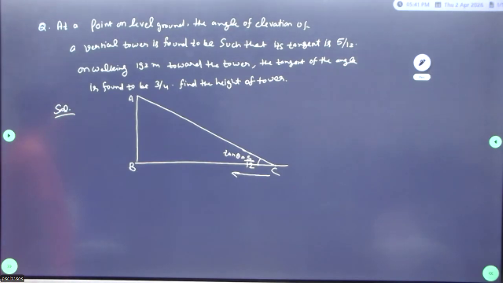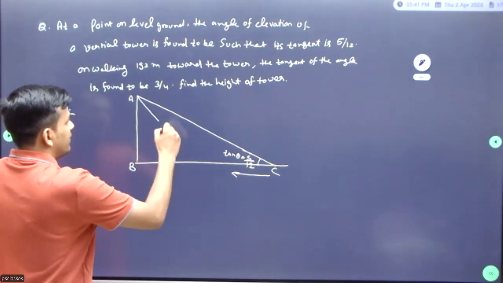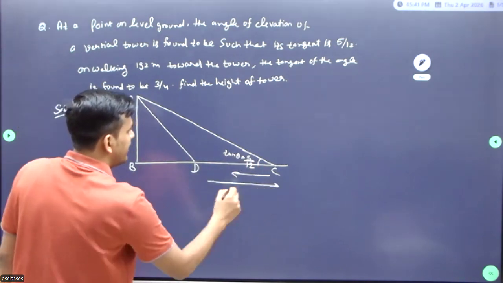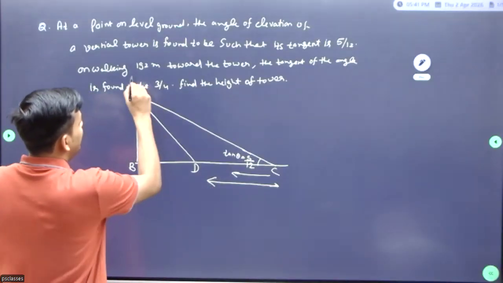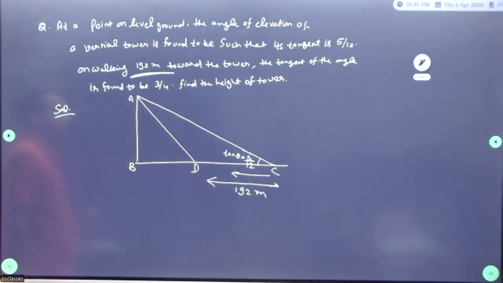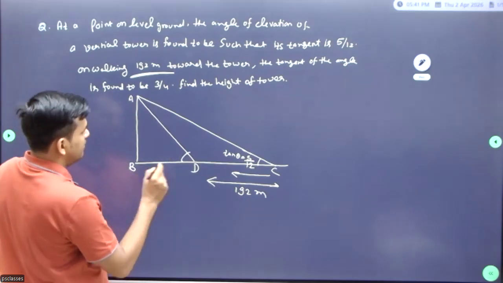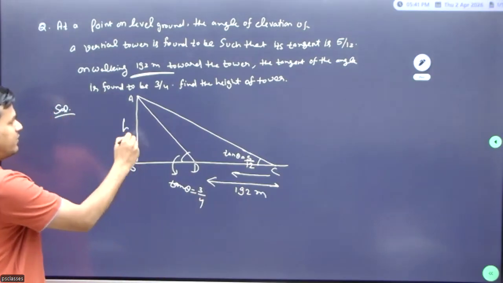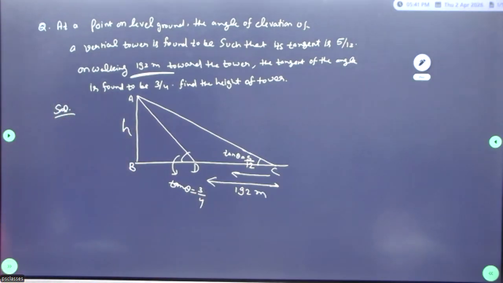AB by BC equal to 5/12. No, the ratio is 5/12. AB can be 10, BC can be 24. Yeah, 5x. And after walking toward the tower, let's say C reaches point D. The distance CD is 192 meter toward the tower. And this angle is supposed to be 3/4. Tan theta is 3/4 for this case. And we have to find the height of the tower. Let's say the height of the tower is h.